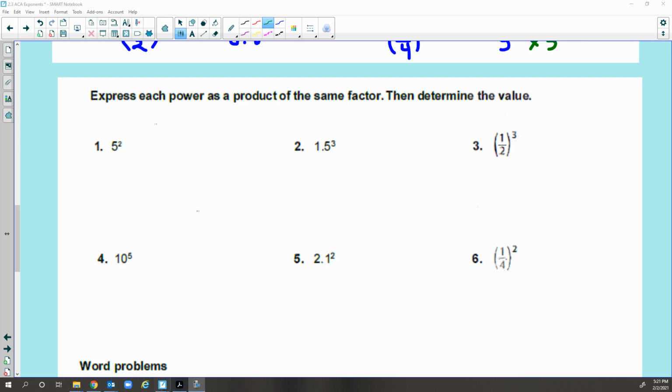All right, guys, in this next section, it's pretty cool. We're going to express each power as a product of the same factor. Then we're going to determine how much the value is. So I'll do this first one with you. It's pretty easy. We can say the 5 squared is the same as 5 times 5. And we all know what that is. That's 25.